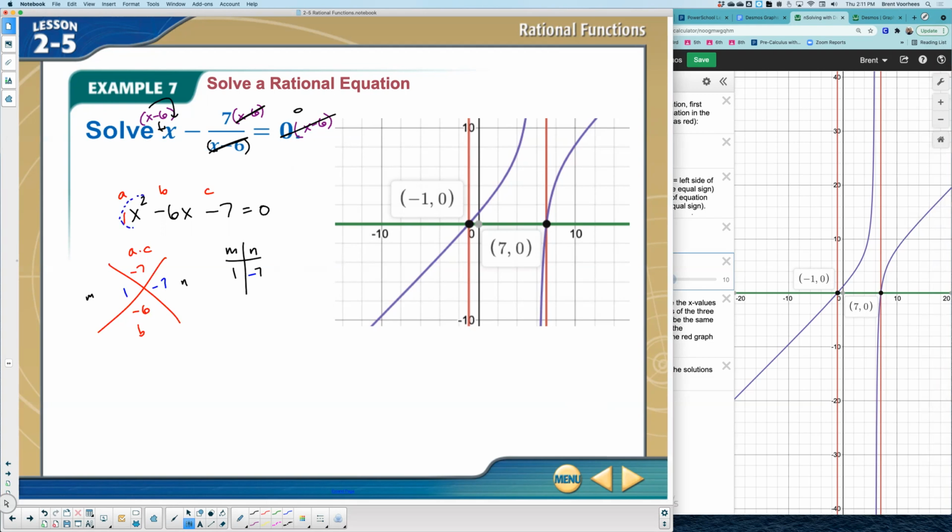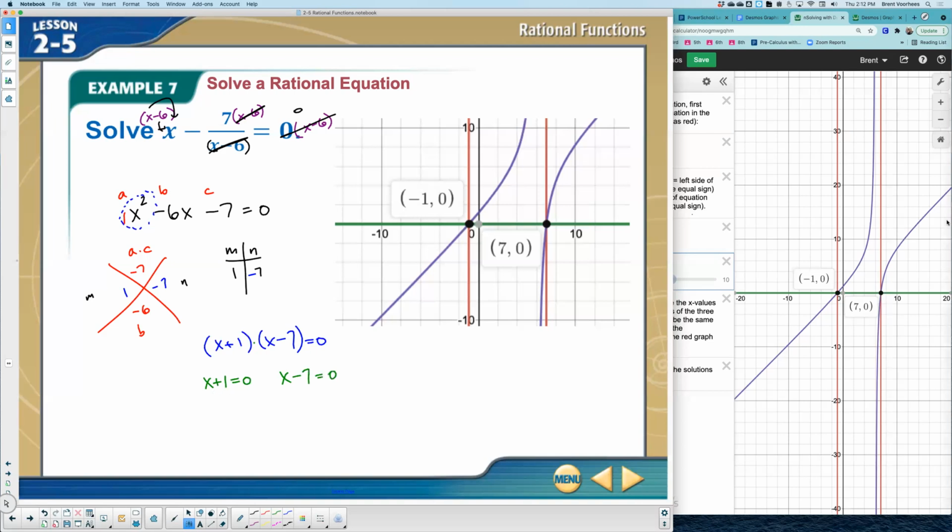You would take your a term and split the power. So instead of x squared, it becomes x times x. Then you take your plus 1, x plus 1, times x minus 7, and set that equal to 0. The zero product property states that if you are multiplying and the product is 0, the only way you can do so is if at least one of the factors equals 0. So you solve each factor individually, setting it equal to 0.